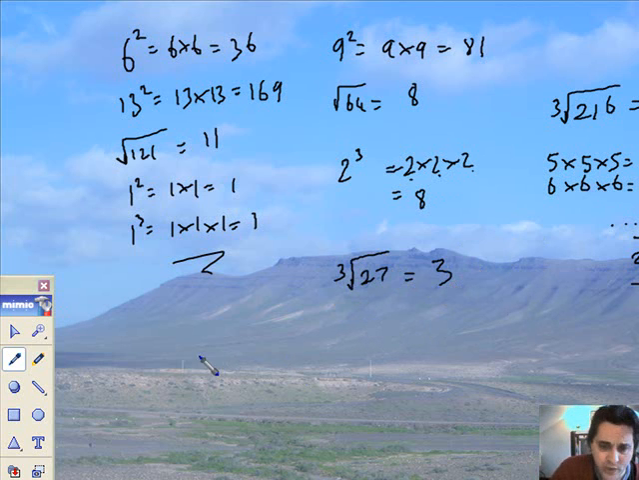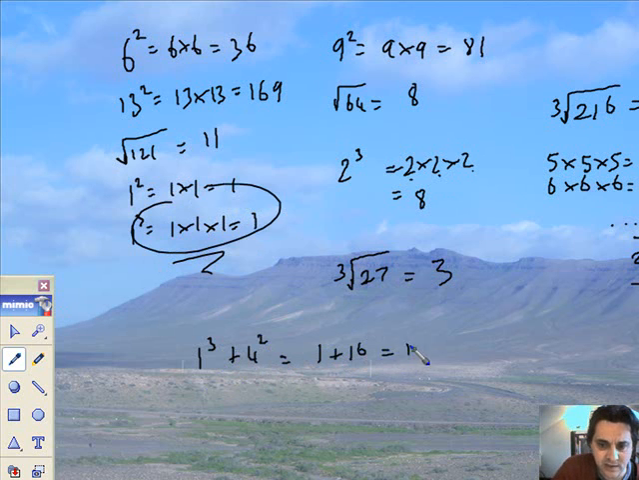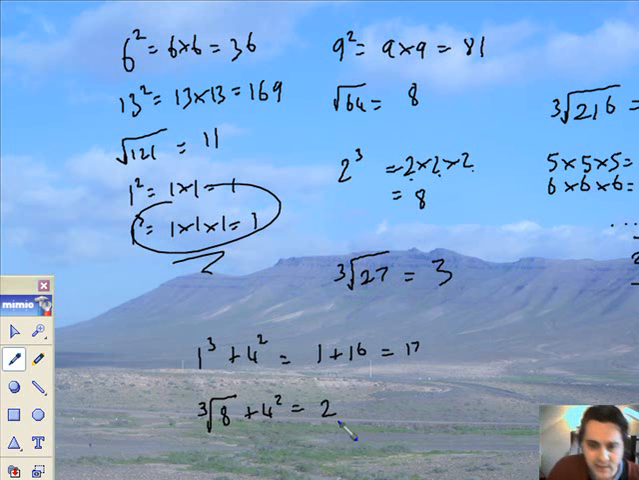Question 4 says work out these things. Okay, so 1 cubed plus 4 squared. Well, 1 cubed is 1. There it is over there. And 4 squared means 16. Answer 17. How about this one? The cube root of 8 plus 4 squared. Well, the cube root of 8 is 2, because 2 times 2 times 2 is 8. 4 squared is 16, altogether 18. Landed it.